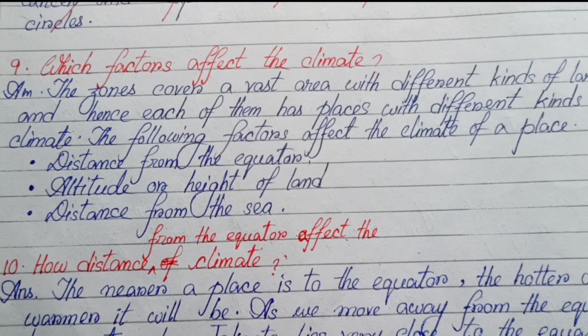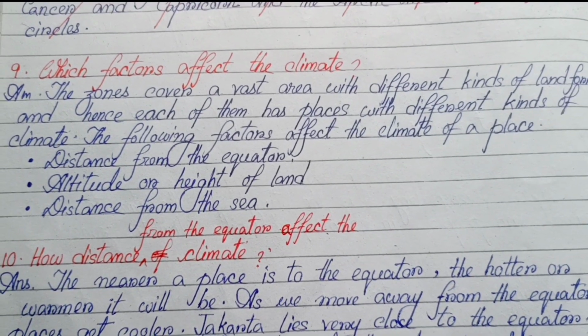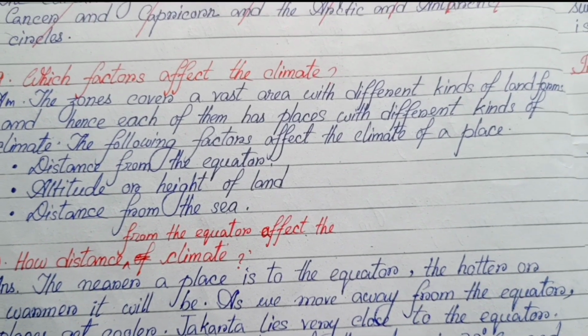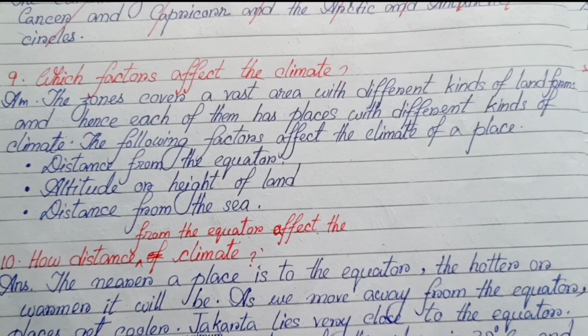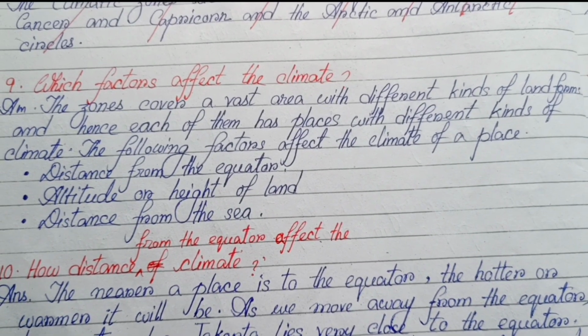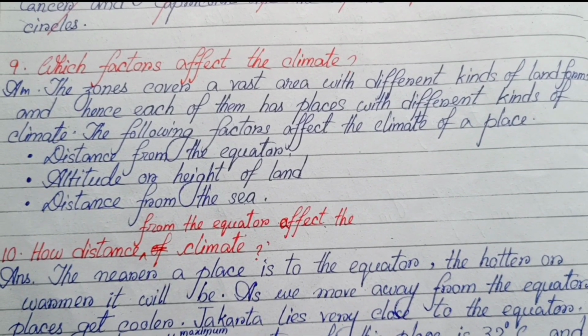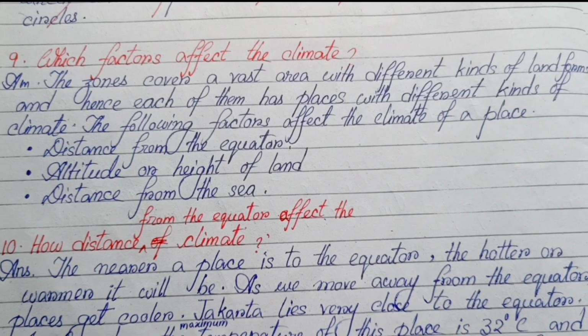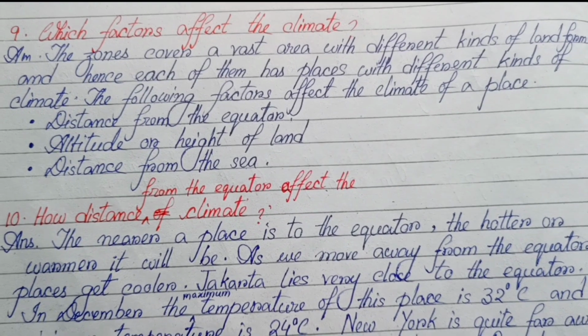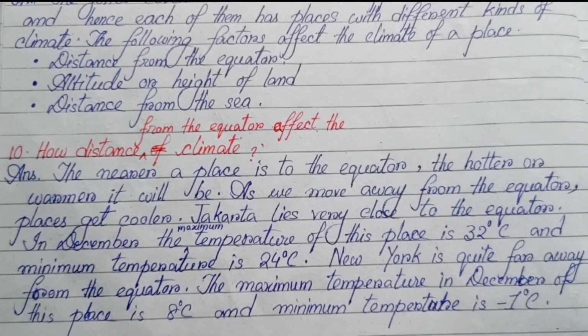Which factors affect the climate? The zones cover a vast area with different kinds of landforms, and hence each of them has places with different kinds of climate. The following factors affect the climate of a place: distance from the equator, altitude or height of land, distance from the sea.